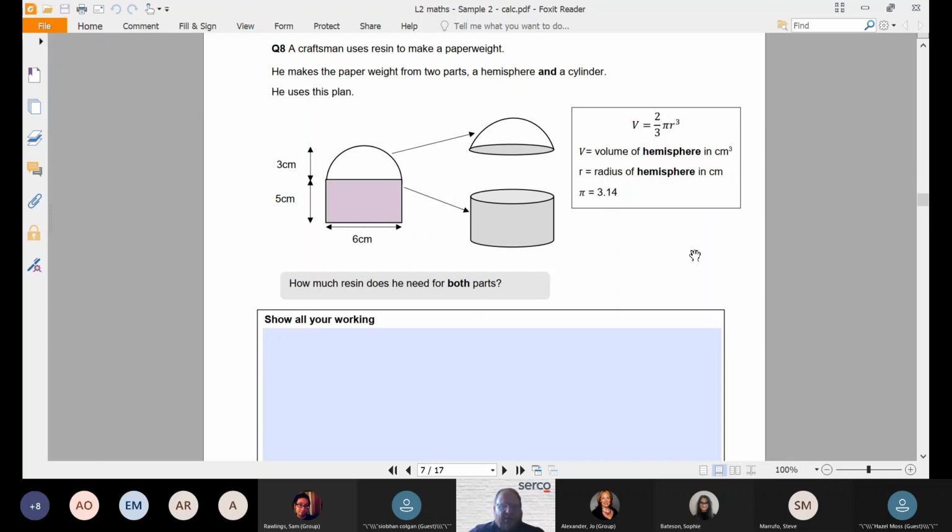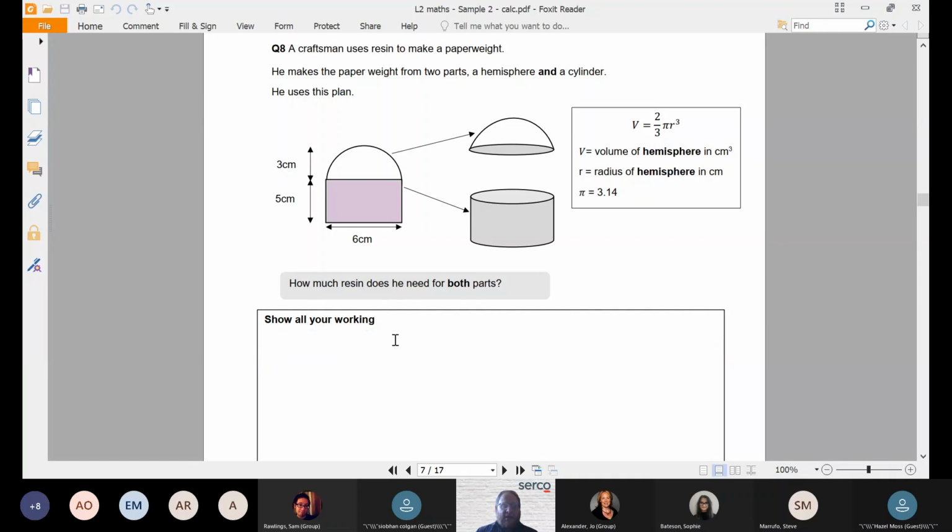The paperweight's this image that's got a square at the bottom and then a hemisphere, half circle at the top. He wants to basically know how much resin does he need, and in effect, what is the volume of those both parts put together. I'm going to take the bottom part first.